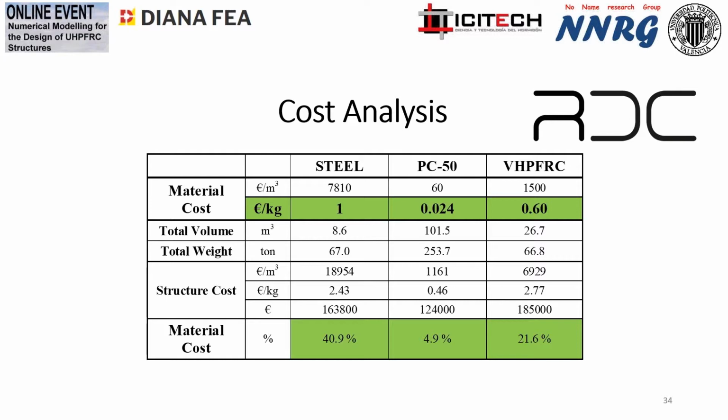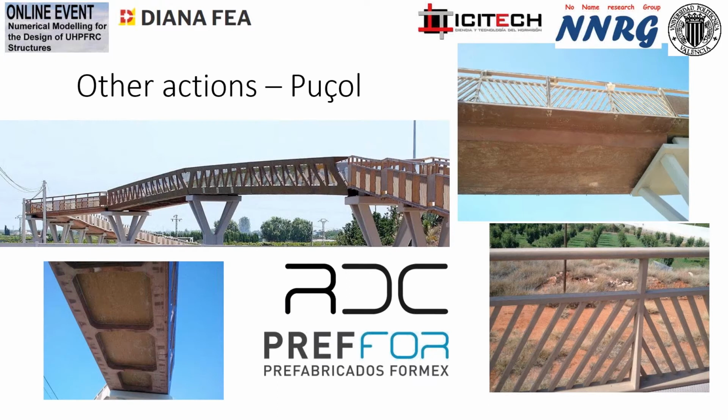You need to consider, if you are working in a precast company, that the price will be different. When you work in steel, the material represents 40% of the cost. When you work with normal concrete, the material is only 5%. When you work with this type of concrete, the material represents 20% of the cost. Then you change a little, but the concept is similar.